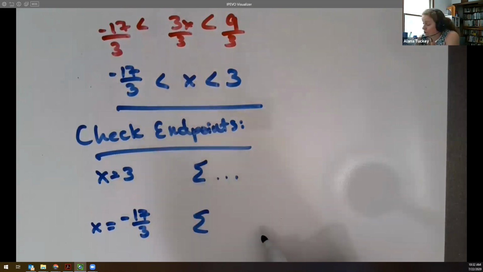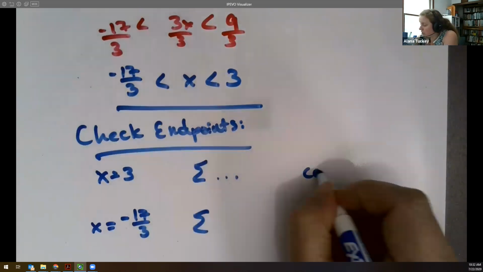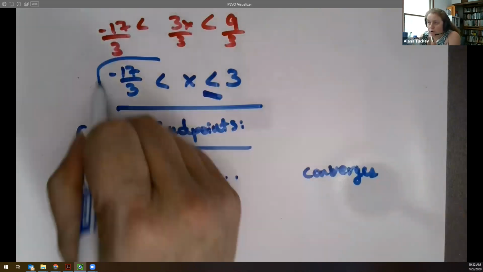Because if it diverges, you leave it as a less than. But if it converges, let me just pretend, if it converges here, then this would turn into a less than or equal to for your interval of convergence.